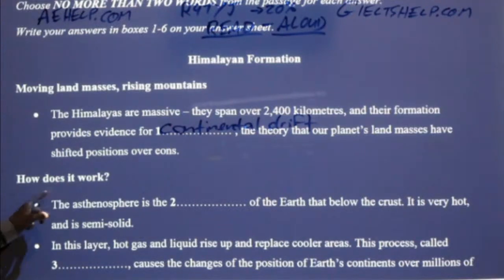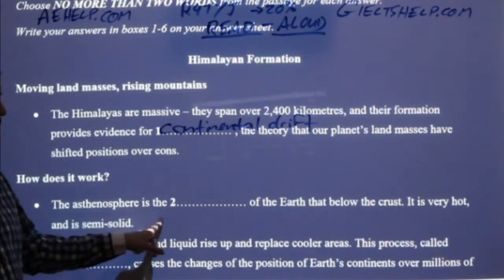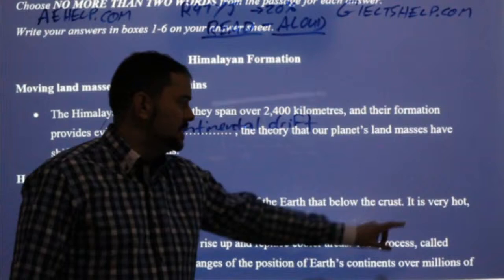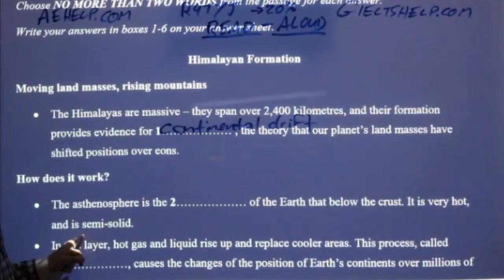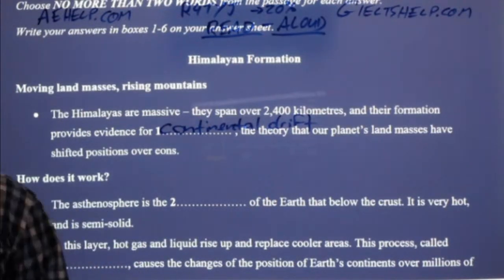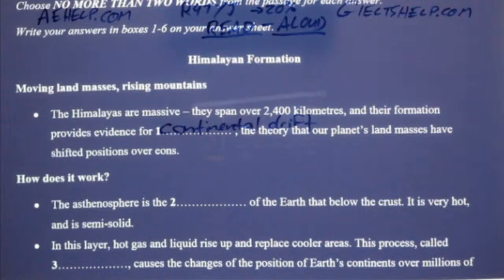So here we go. How does it work? The asthenosphere is the something of the earth that's below the crust. It is very hot and is semi-solid. So what is the asthenosphere in the earth? Keep it simple.